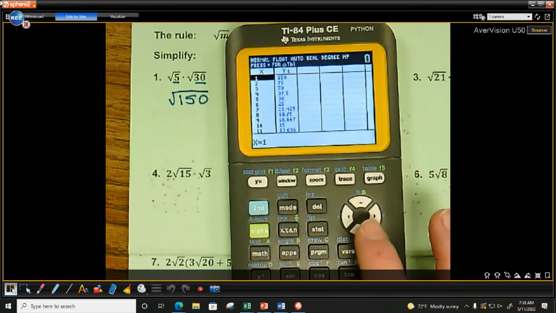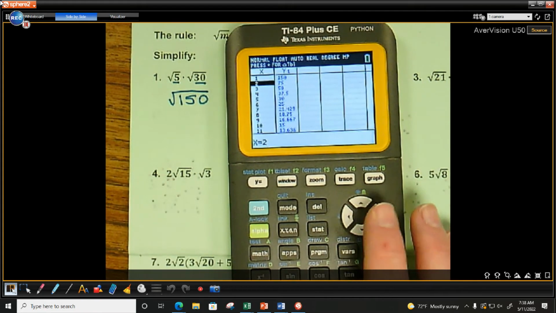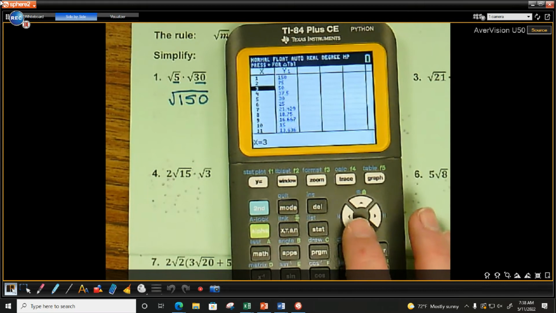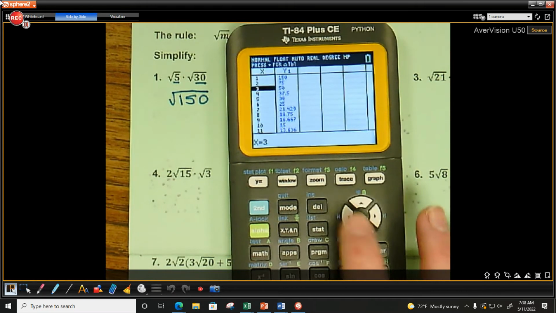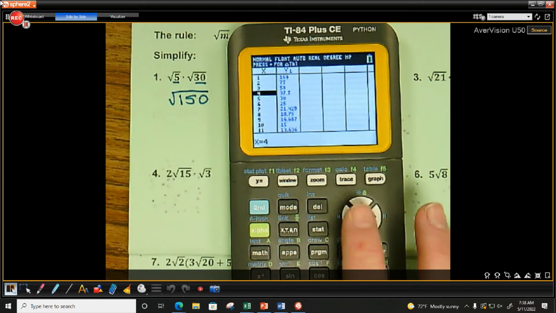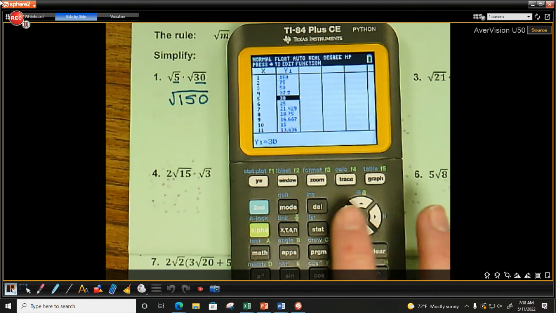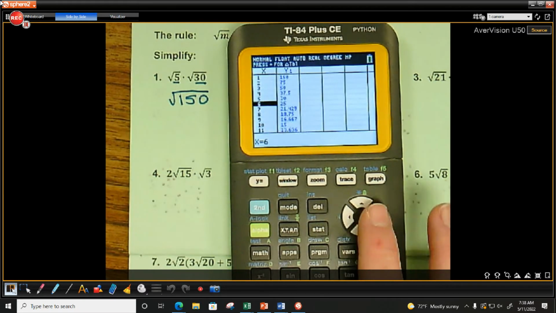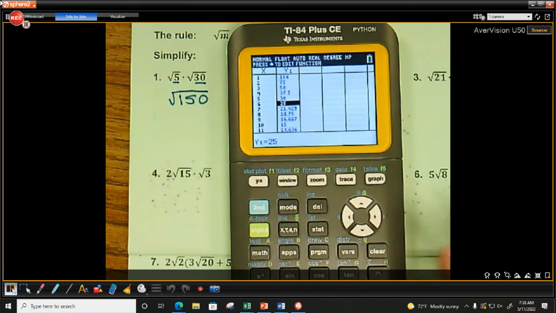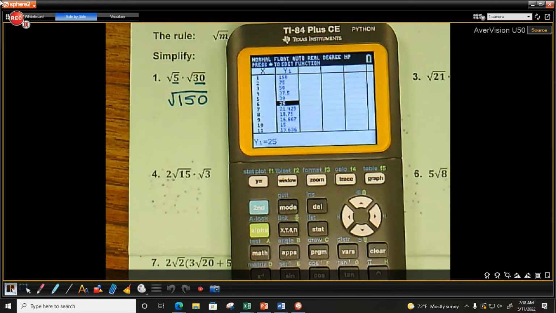1 and 150, neither on the list. 2 and 75, neither on the list. 3 and 50, neither on the list. 4 gives you a decimal, skip it. 5 and 30, neither on the list. 6 and 25. 25 is on my perfect square list right here. I am looking for perfect squares that my radical is divisible by.